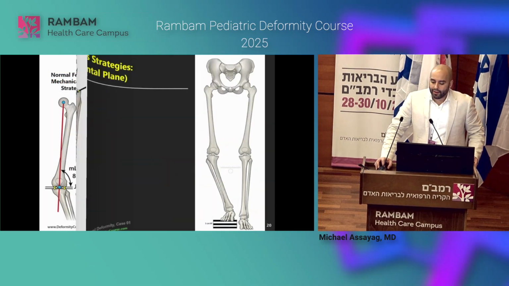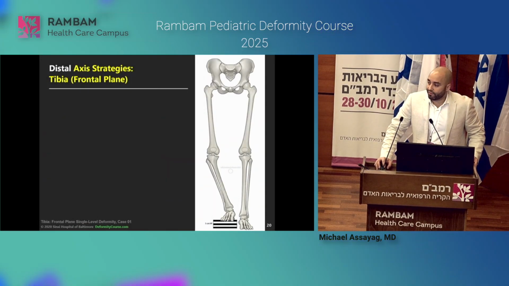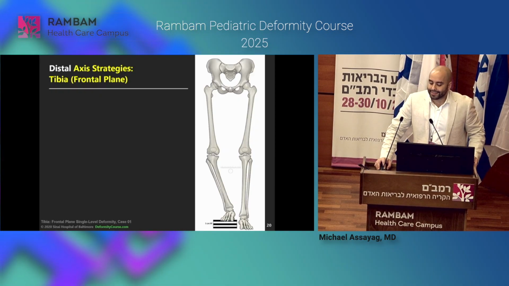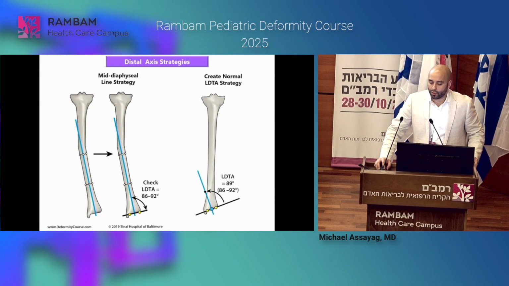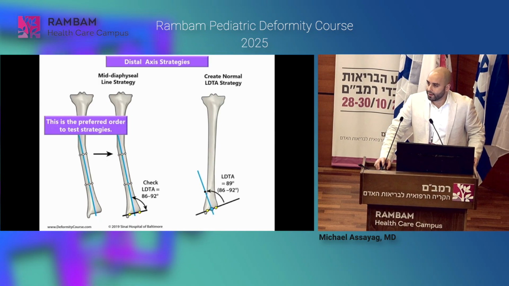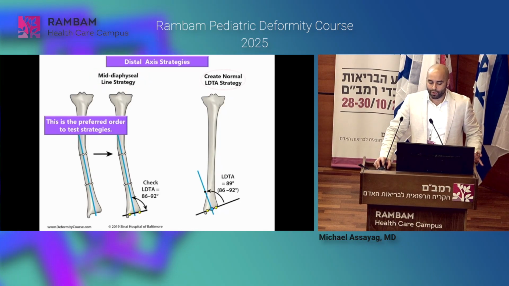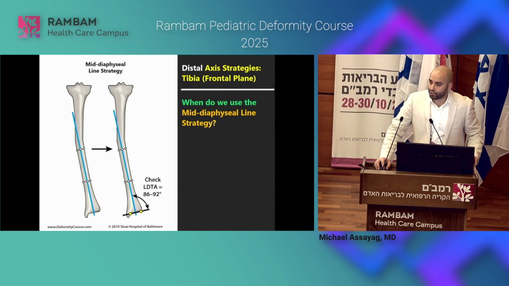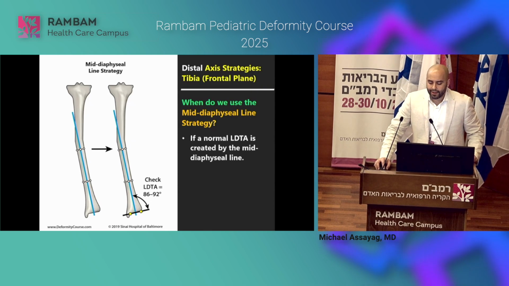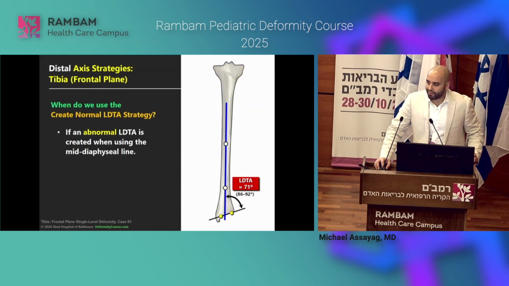Now, very simply, to find the distal tibial axis, it's the same thing. However, we cut the first option, so we can either use a mid-diaphyseal line or we can use a normal LDTA. And the restrictions are the same, right? We can only use a mid-diaphyseal line if it creates a normal LDTA, so you have to always double check. And finally, if you don't have a normal mid-diaphyseal line that creates a normal LDTA, you choose your own adventure.